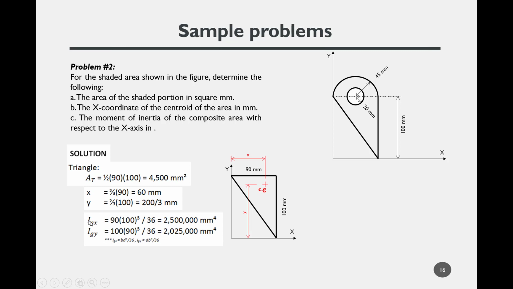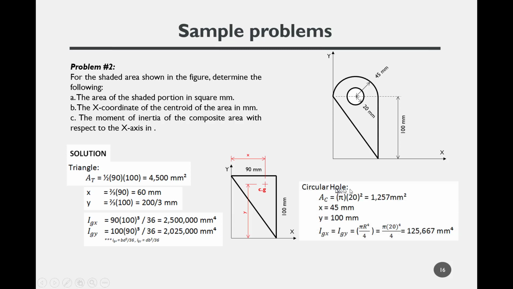Solving for the IGX, where the IGX is BH cubed over 36. Ito yung formula actually, gagamitin natin. So makuha natin yan is 2.5 million millimeter to the 4th power. Ganun din dyan, solving for the IGY. So makuha natin yan 2.025 million millimeter to the 4th power.